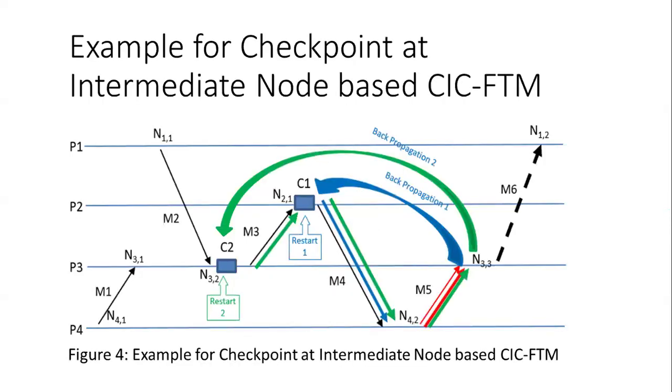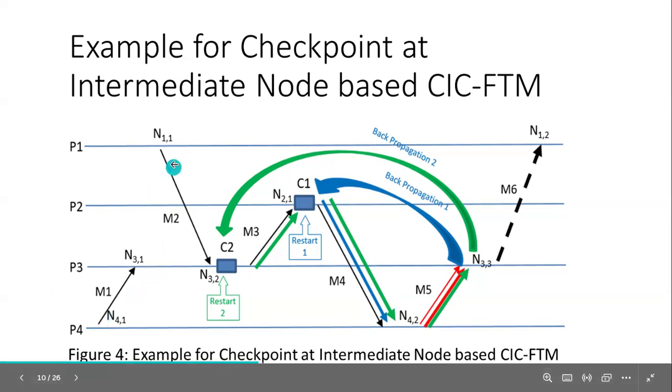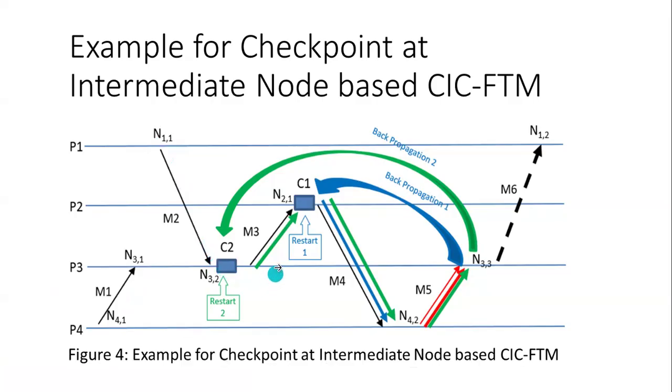This is an example of checkpoint at intermediate node based CIC-FTM. Consider this figure 4 as an example for understanding CIN CIC-FTM. Firstly, CIN-based CIC induces checkpoints C1 and C2 at nodes N21 and N32, as these nodes are predicted to have faults based on the LSTM algorithm. The sequence of message transmission is: message M1 is sent from P4 to P3 and M2 is sent from P1 to P3, and likewise M3, M4, M5 and M6 go on. If a fault is detected at M5, CIC-FTM initiates the rollback propagation and will roll back to the latest placed checkpoint, that is C1, and restarts from C1.